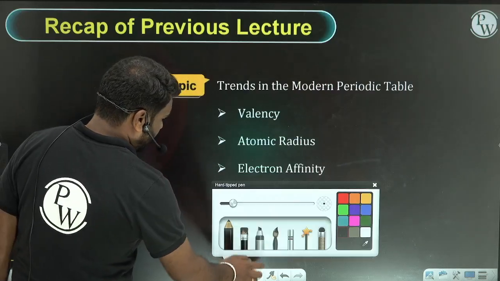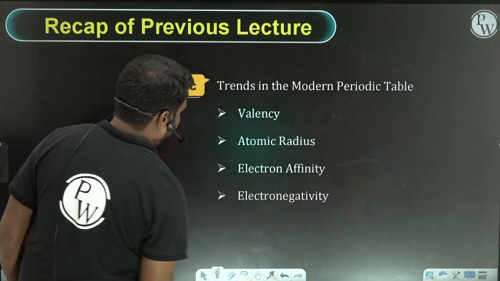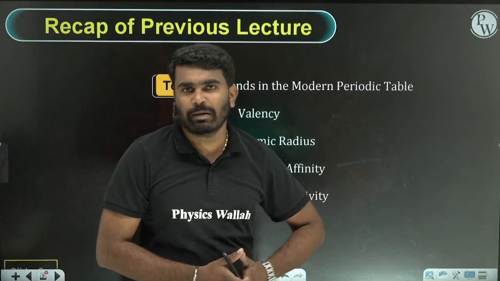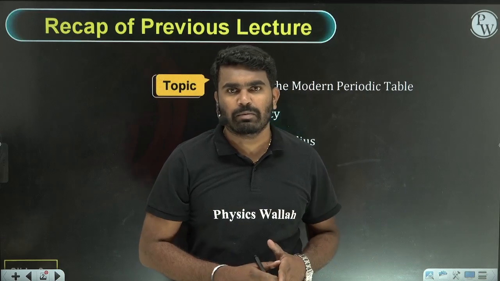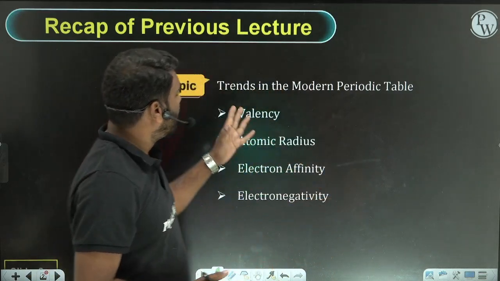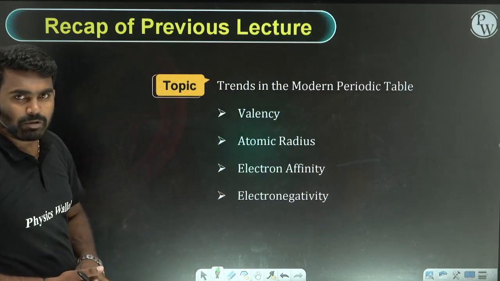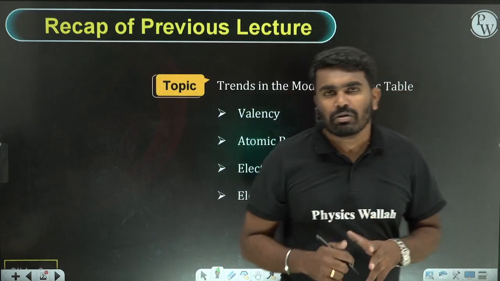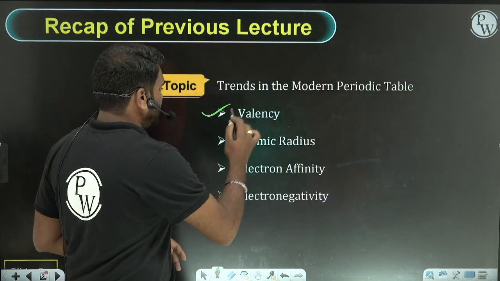What did we discuss in the previous session? We completed the modern periodic table and came up with the trends in it. What are the variations in the periodic properties? In that, first we discussed valency.